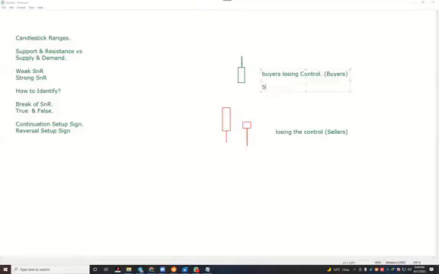Sellers are getting control. Sellers are trying. The buyers are losing control and sellers are getting control. Always, when sellers want to start, they will attack the buyers. If the buyers get weak, they will enter.